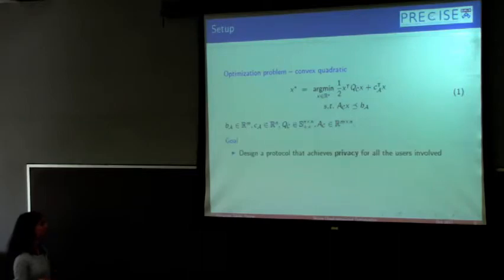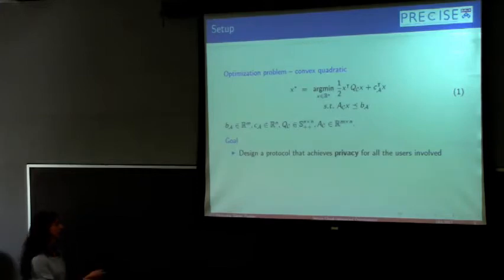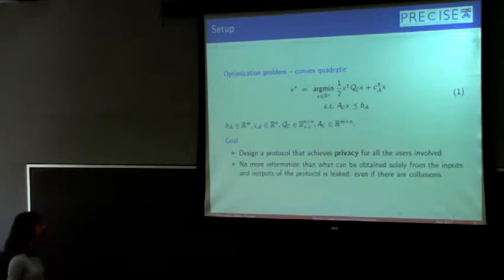So when we say we want to achieve privacy for all the users involved, this means that no user can find anything about the other user's data. So for example, the cloud is not allowed to learn anything about X star and is not allowed to learn anything about these two vectors. And similarly for the other parties involved.